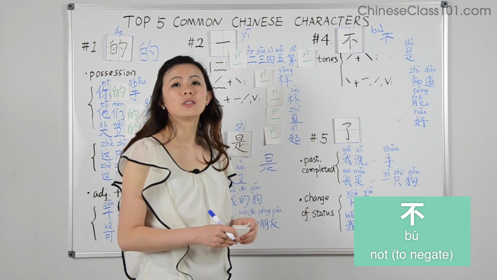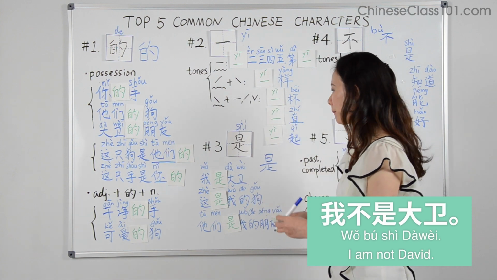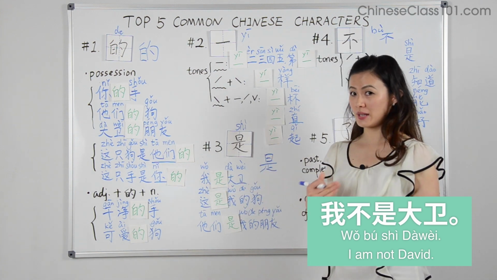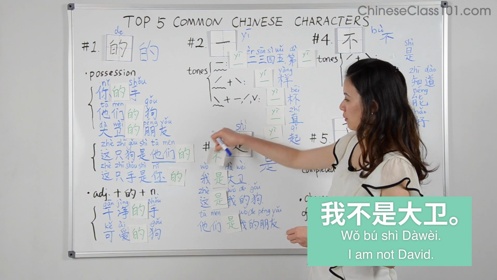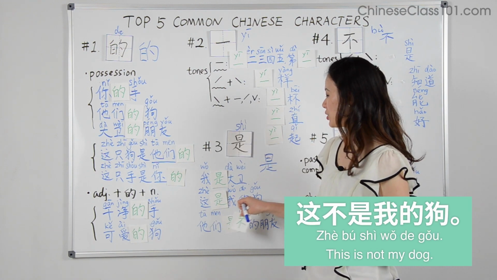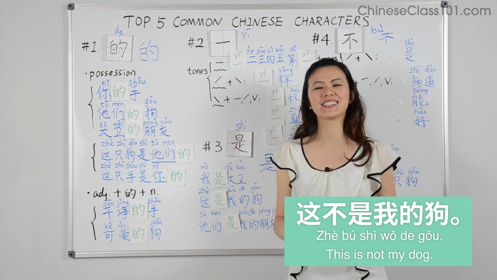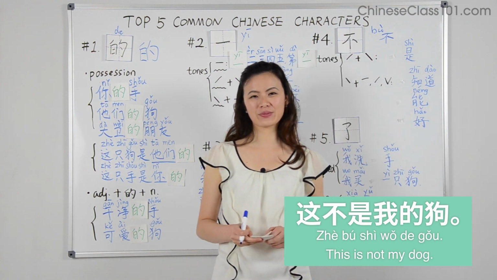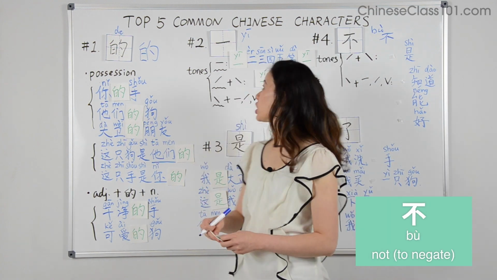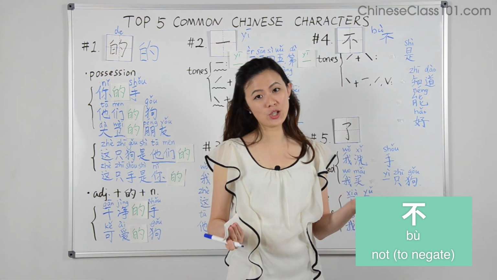For example, to say am not, is not, are not, we say 不是. 我是大卫, I'm David. 我不是大卫, I'm not David. 这是我的狗. 这不是我的狗. This is not my dog. Well, just like the character 一, the tones of 不 also change.